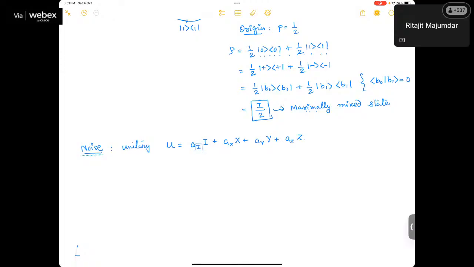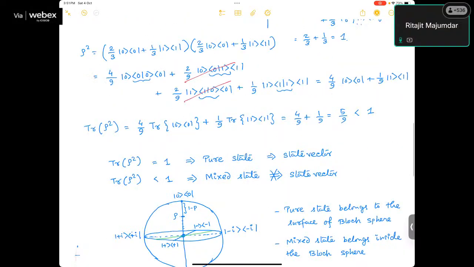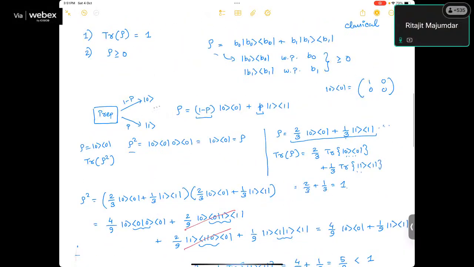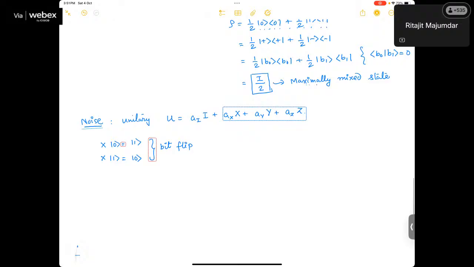So let's look into what X does, what Z does. We know what X does, right? We know that X is a bit flip. It takes 0 to 1. It takes 1 to 0. Yes, we know that. But the point is that when I am talking of noise, not X as an operator, when I'm thinking of noise, it's a probabilistic scenario, right? It's exactly equivalent to the preparation example that I was talking about. The bit flip doesn't happen all the time. It happens sometimes with some probability.